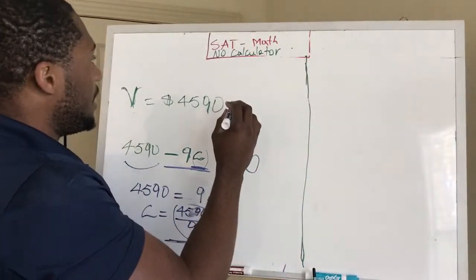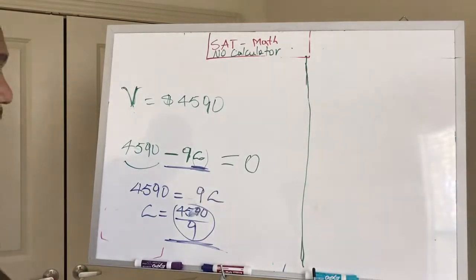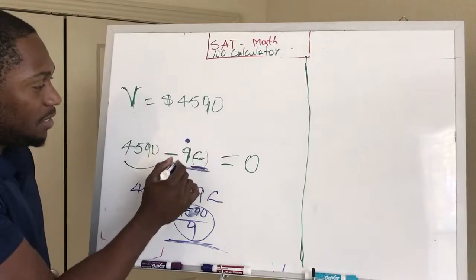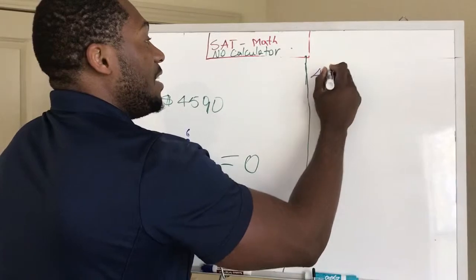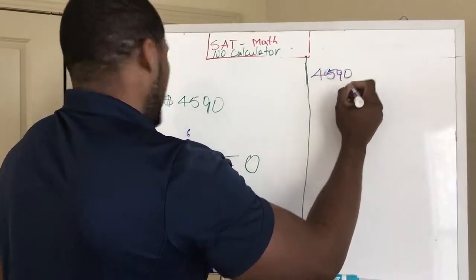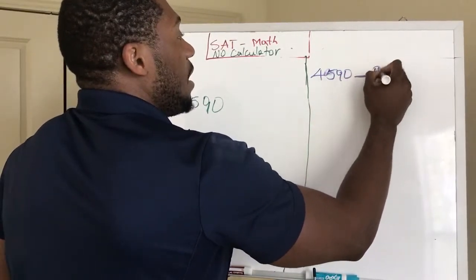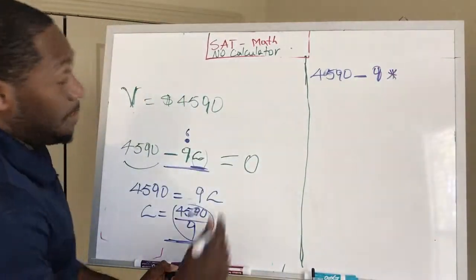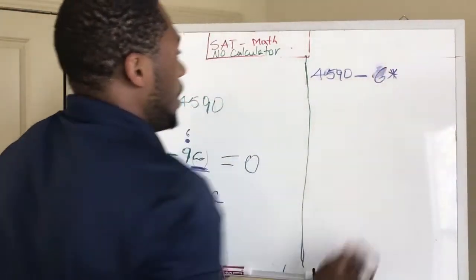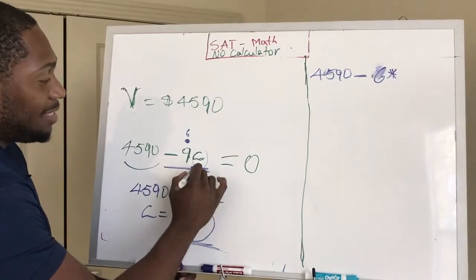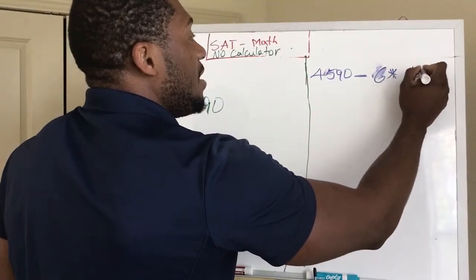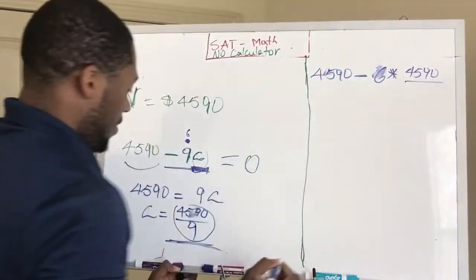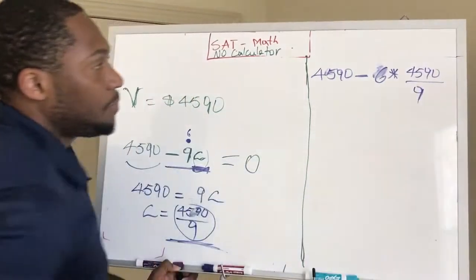So the second part is, what we're looking for is how much this computer is worth after 6 years. So we're not looking for 9 years, we're looking for 6 years instead. So we're still gonna have the main equation, $4,590 minus 6 years times this constant. So that's the constant every year it decreases by, 4,590 divided by 9.